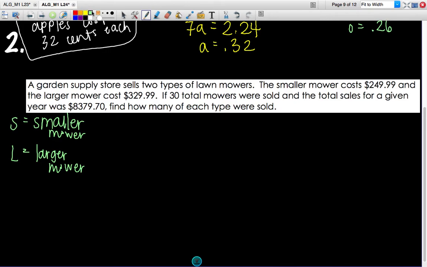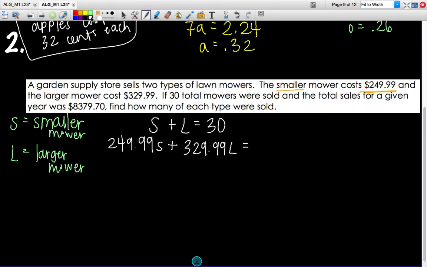So 30 total mowers were sold, which means my smaller mowers plus my larger mowers are going to equal 30. And we know a smaller mower costs $249.99. So I can write that now as $249.99 smaller mower plus $329.99 for a large mower is going to bring in a grand total of $8,379.70.